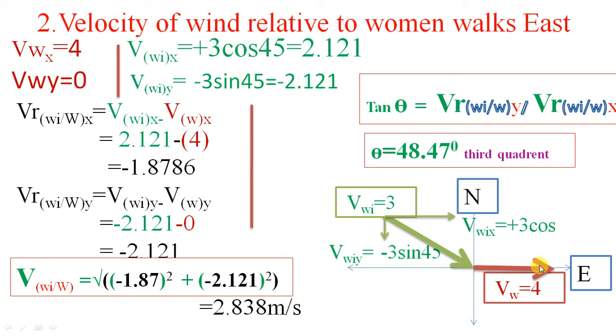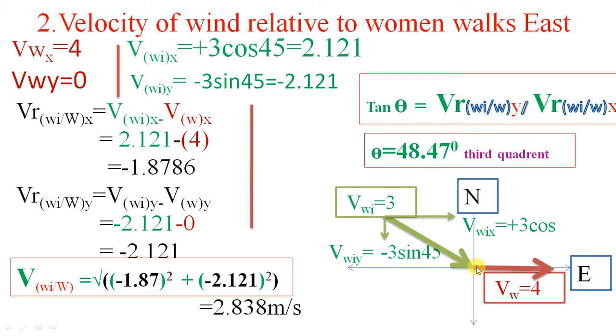This is the direction of the woman walking and this is the direction of the wind, as it is mentioned that the wind is blowing in the northwest direction. Therefore this angle is 45 degrees. When northwest direction is mentioned, the angle is 45 degrees. Similarly, for northeast the angle is 45 degrees, for southwest the angle is 45 degrees, and similarly for south of east also. And the wind is approaching towards the woman.